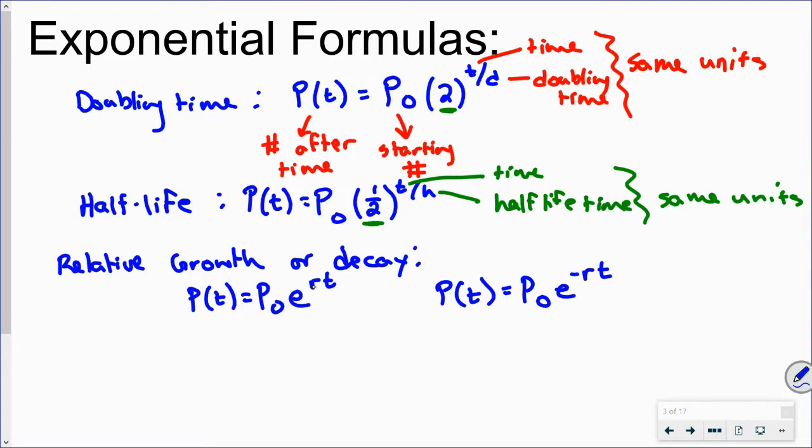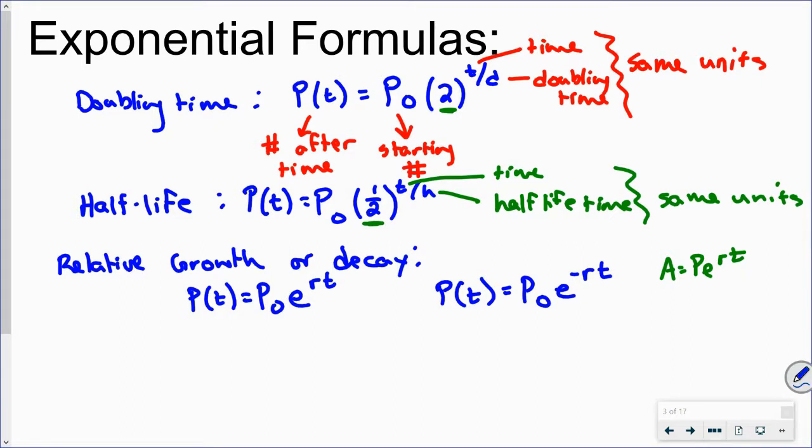So T is still time, R is your rate or a constant if they give that to you. E is a natural number. P naught is, again, your starting population or your starting number, and P of T is your population after a given time. So these four are pretty identical to each other, especially these last two. These last two we normally see in this form. Okay, for finance problems, compounded continuously are these growths or decay.